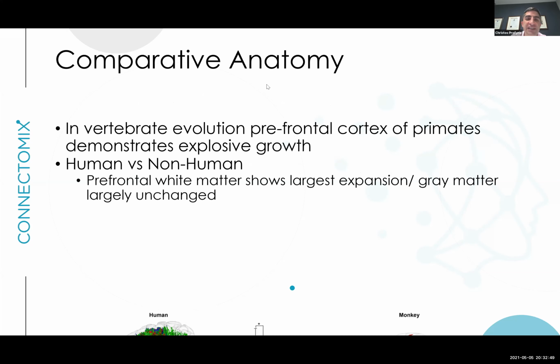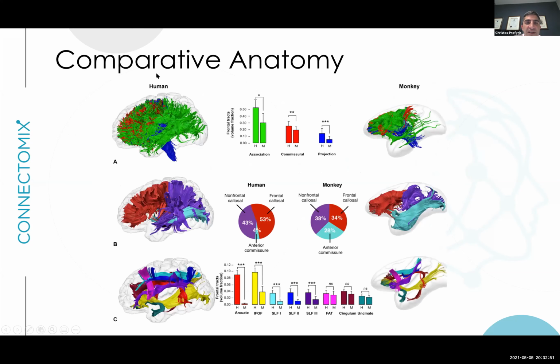And interesting in this study, what they did is they compared human connections to monkey connections. And what becomes very obvious when we're looking at the white matter volume for the different types of white matter tracts, whether it's association, commissural, or projection, we as humans have much higher volumes of white matter compared to the equivalent non-human primates.